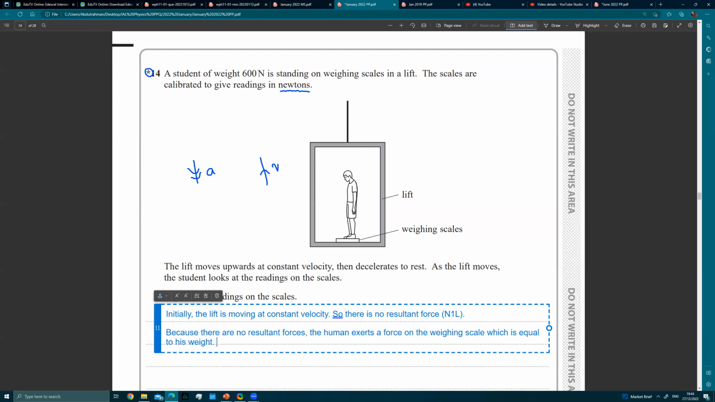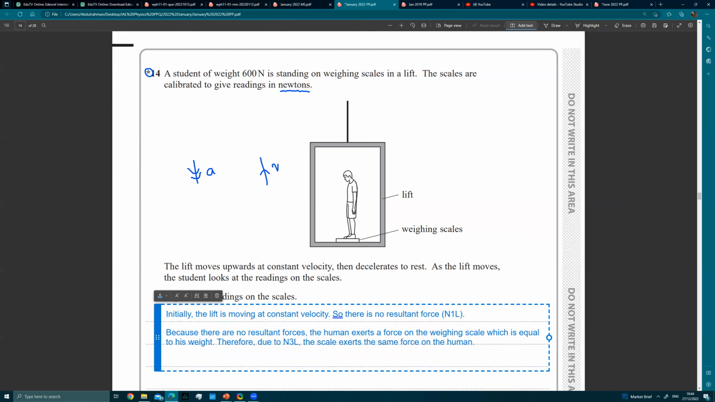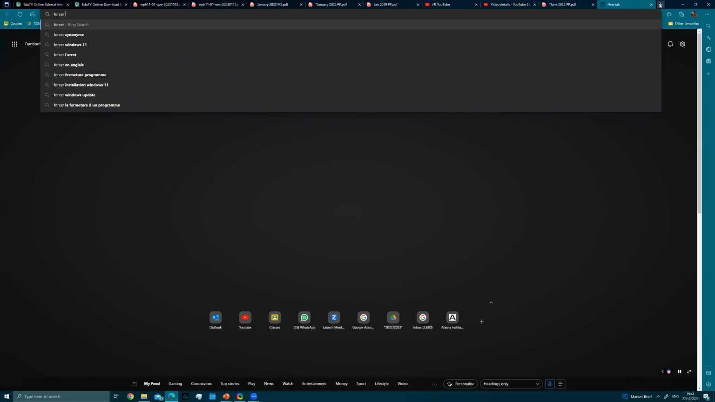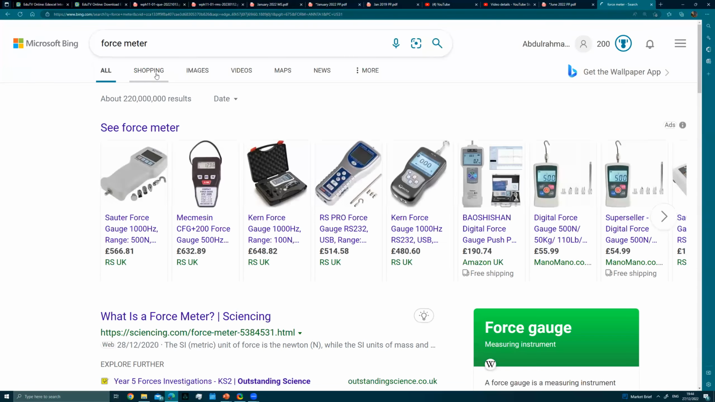If you stand, then you're going to exert a force on the floor. Therefore, and this is due to Newton's third law, the scale exerts the same force on the human. And this force is the reading on the scale, because that's just how a scale works. Do you guys know how a force meter works? Have you seen a force meter before, or a picture? Yeah, it's the thing with a spring, right?